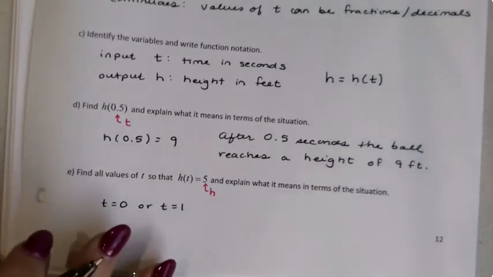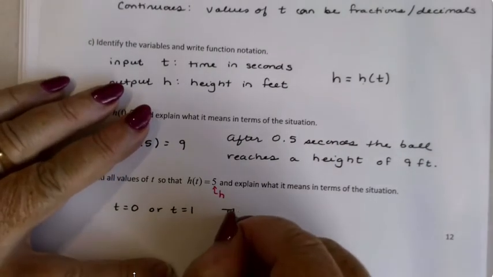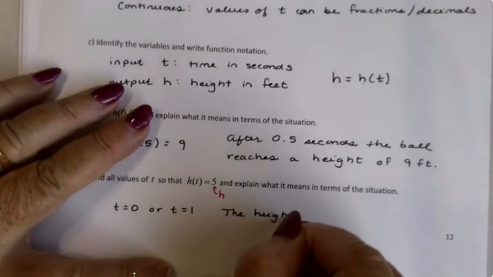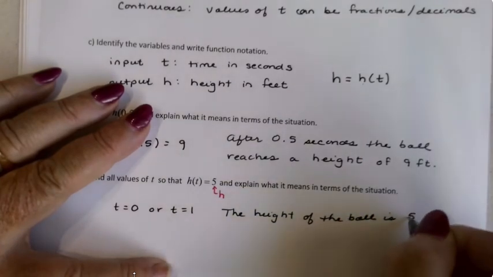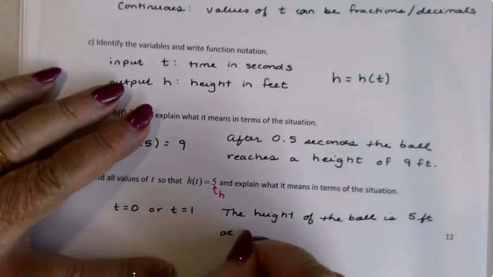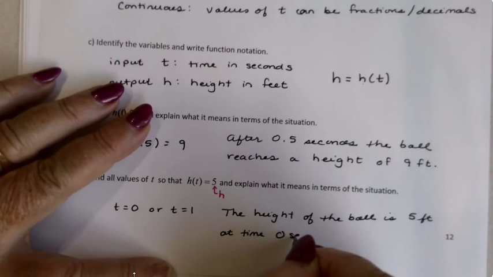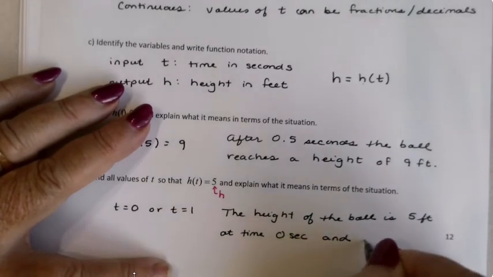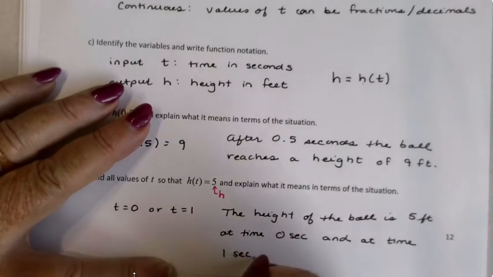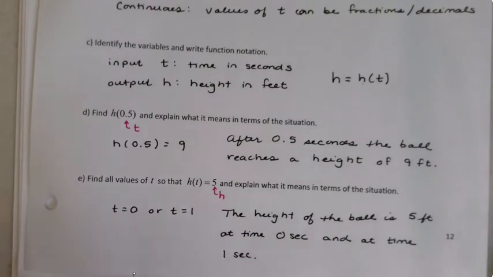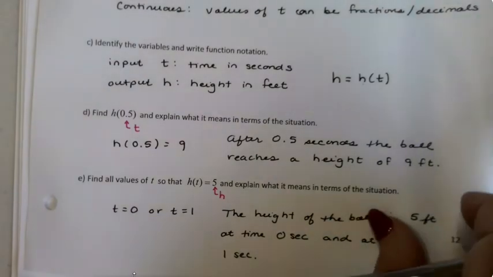And in terms of what that means, the height of the ball is 5 feet at time 0 seconds and at time 1 second. Not too surprising, right? Basically at 0 seconds, it's when we first launched it upward, and then it came back down through that same height after 1 second. All right, I'm going to keep that graph handy. We may need it again.